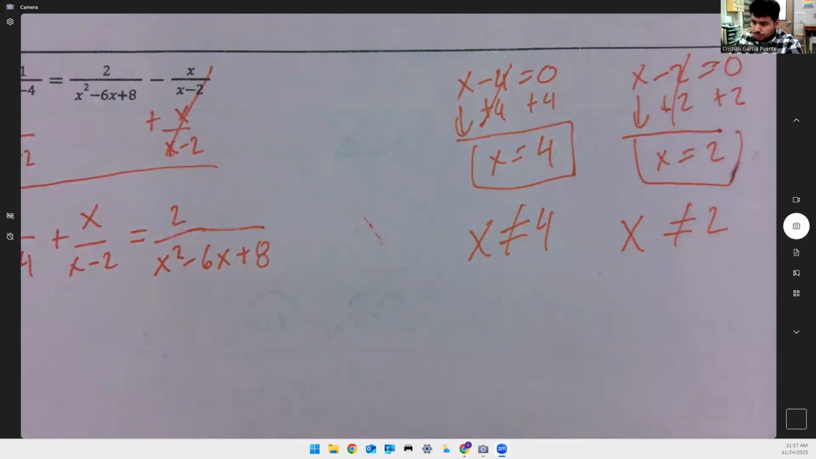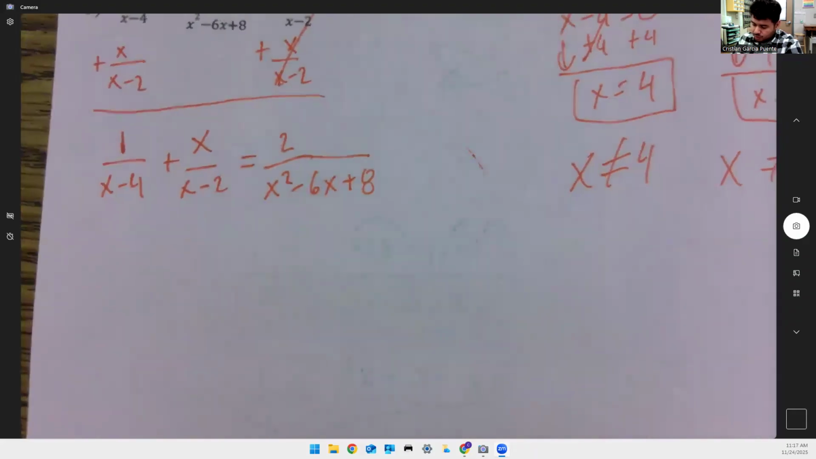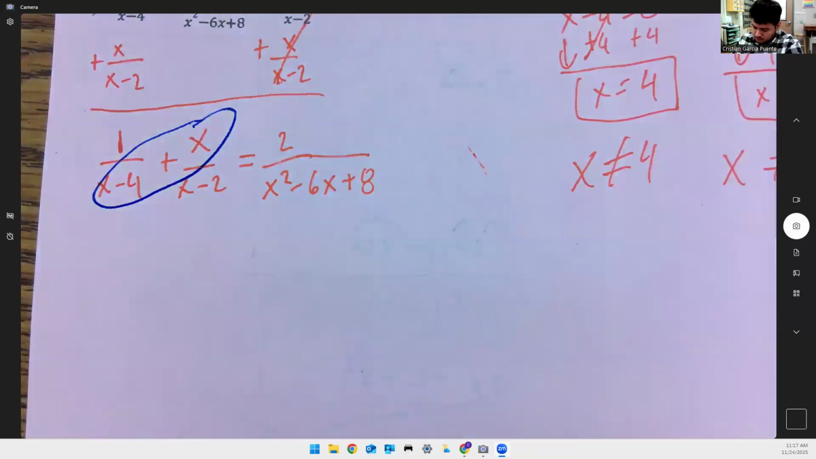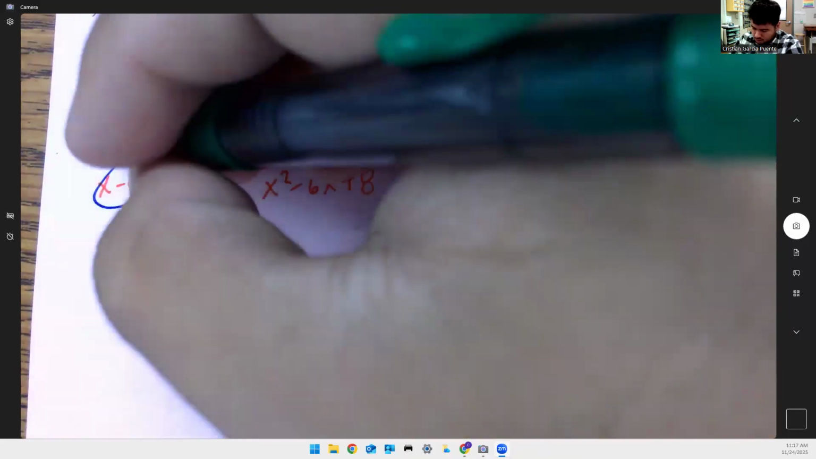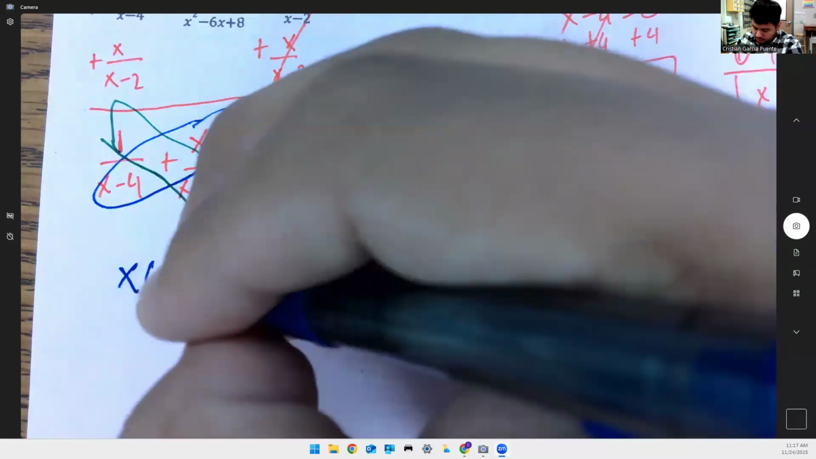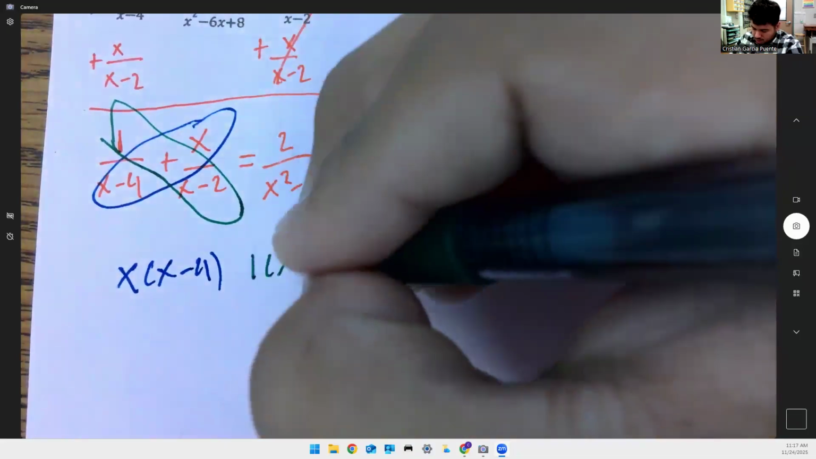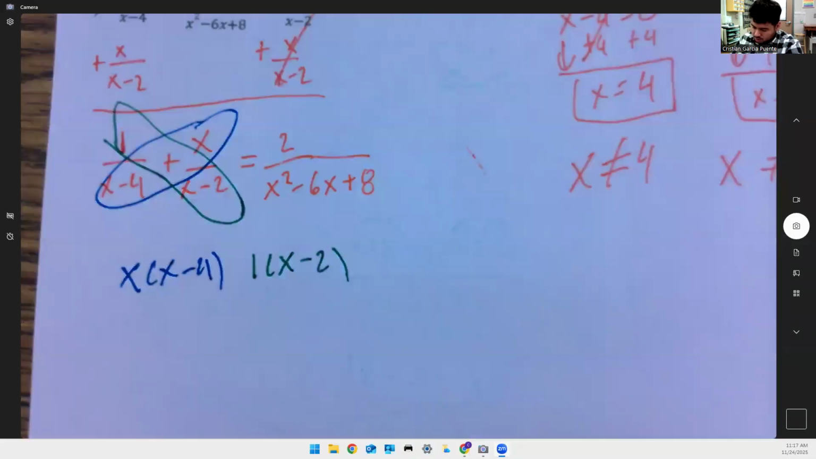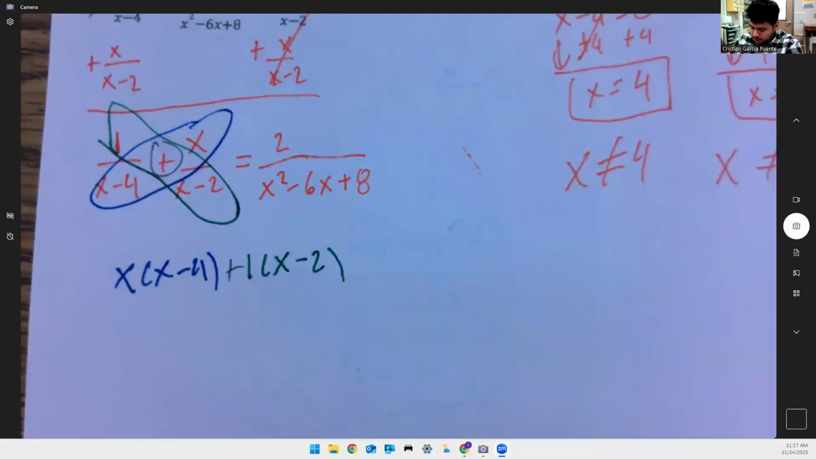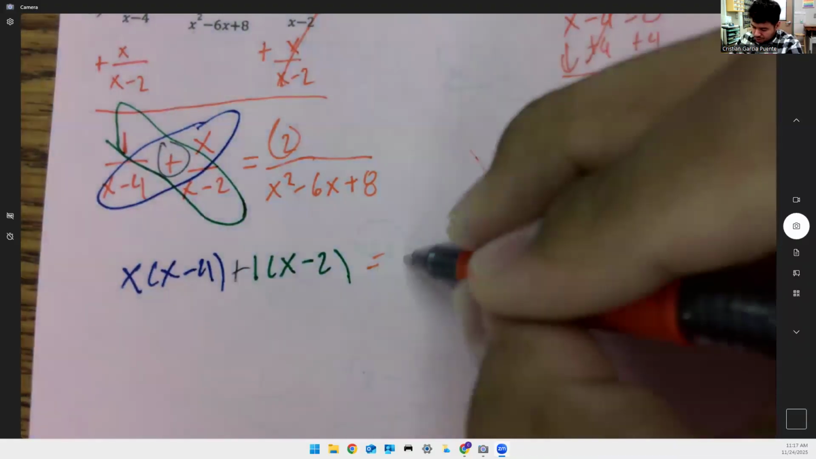And now in this left side, we're just going to cross multiply and start solving for it. So circle your diagonals. What do I have circled in my blue circle? It's x and x minus 4. What do I have circled in my green circle? It's 1 and x minus 2. Your symbol in between is a plus. And then make it equal to the top part of your numerator, which is just 2.